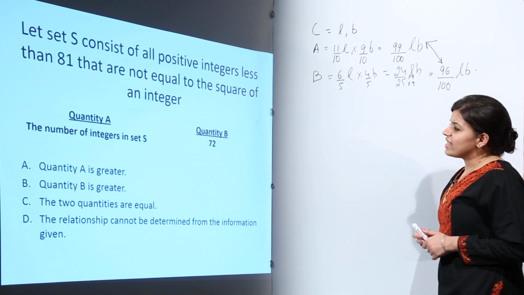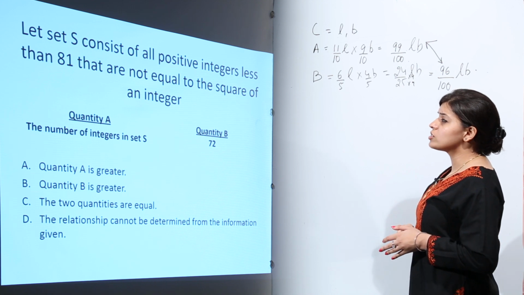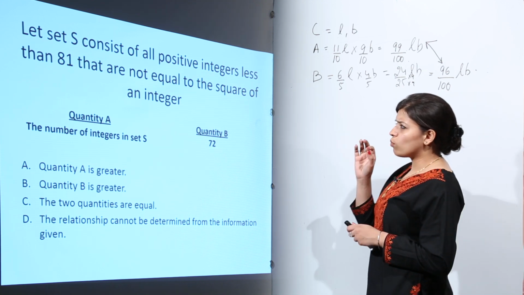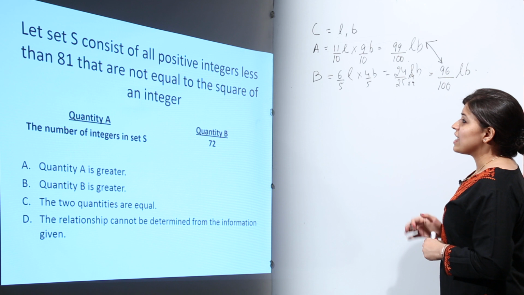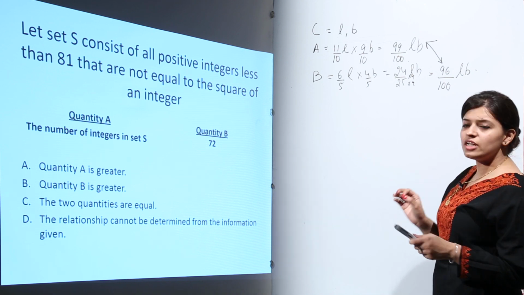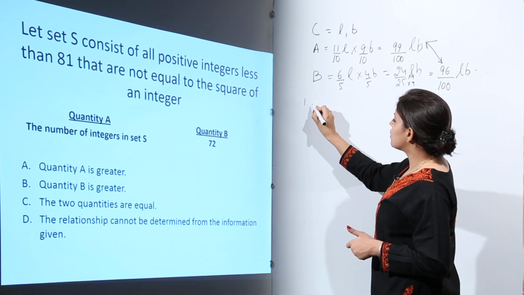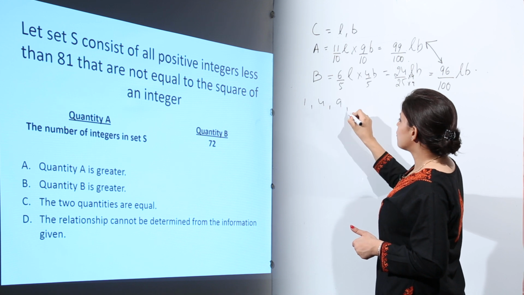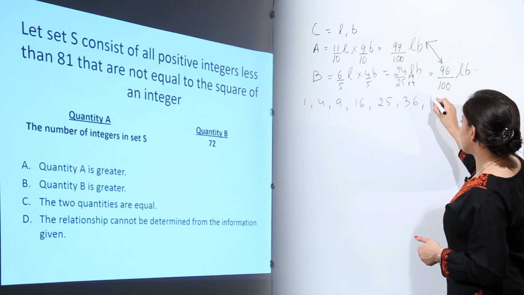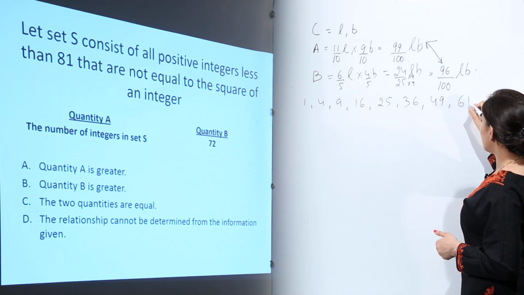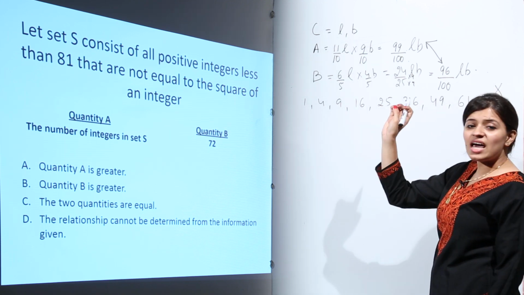Let's see the next question. It says that let S consist of all positive integers less than 81 that are not equal to the square of an integer. So let's see what numbers this set S contains. It contains all positive integers less than 81 that are not equal to the square of an integer. So let's see the squares of the integers that are less than 81. Square of 1 is 1, 2 is 4, 3 is 9, 4 is 16, 5 is 25, 6 is 36, 7 is 49, 8 is 64, 9 is 81. We do not have to include 81 because it says that the numbers are less than 81.